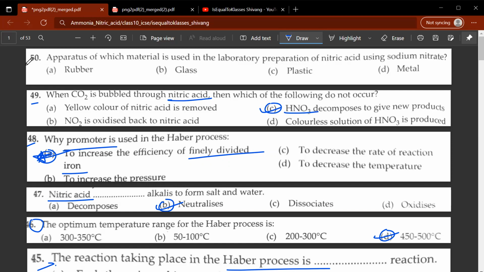50th question, apparatus of which material is used in the laboratory preparation of nitric acid using sodium nitrate? So this would be glass. And because HNO3 vapors are extremely corrosive, they'll attack any substance like rubber or cork. The sentence is also written in your chemistry textbook. So this reason is also written in the textbook. You could refer to that. So that's why they use glass apparatus.